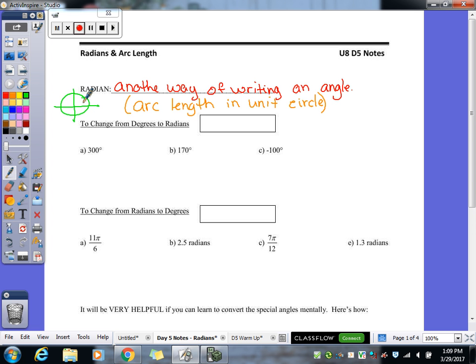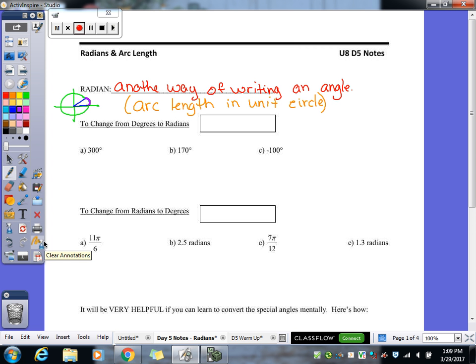So we'll draw a little picture. Here's my unit circle. The main thing about the unit circle is that your radius is always 1. So let's say I have a 30-degree angle. That would be my 30-degree angle in there. When they talk about it in radian measure, what they're talking about is this arc right here that gets cut off from the 30-degree angle. That's the radian measure.